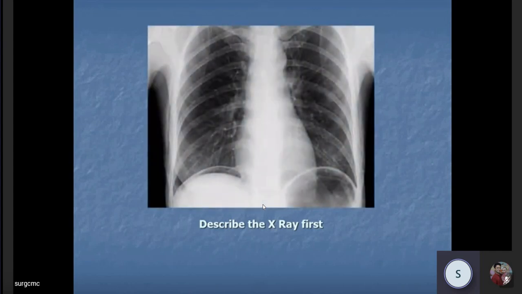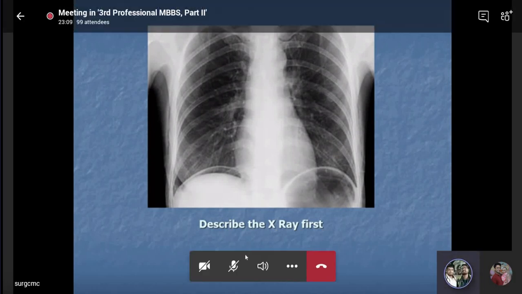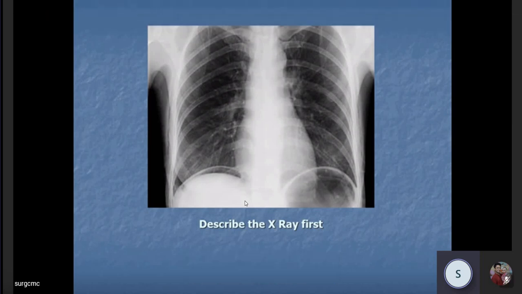So this is another X-ray which is given very commonly in the examination. Can somebody describe the X-ray to me? There is definitely some gas under the right dome of diaphragm. Probably this is a case of hollow viscus perforation. You have told it right, but I am telling you, you first describe what the X-ray is. Sir, this is a straight X-ray. This is an X-ray chest PA view.